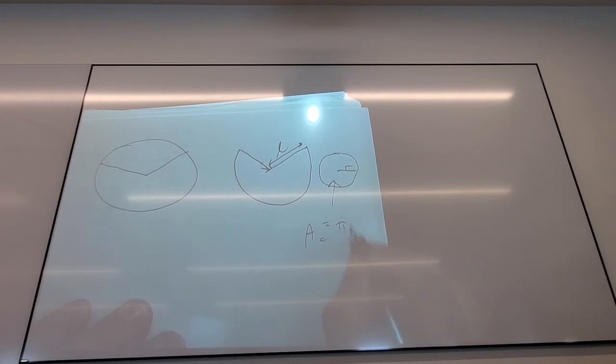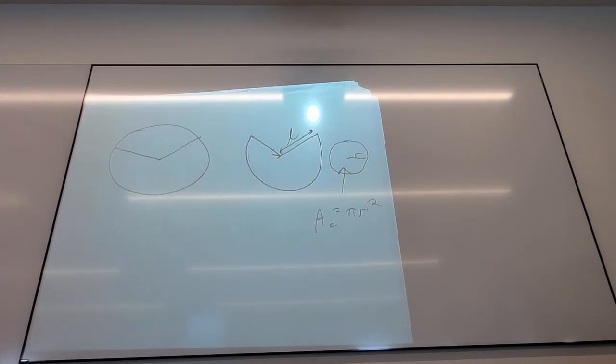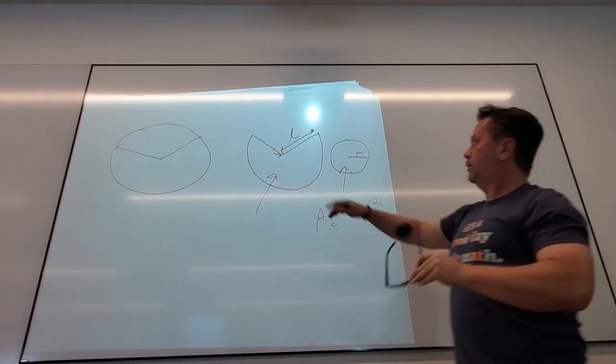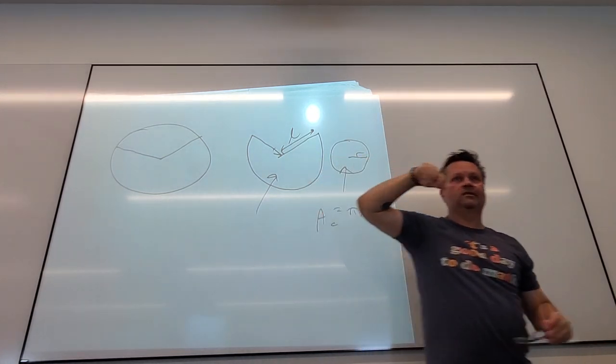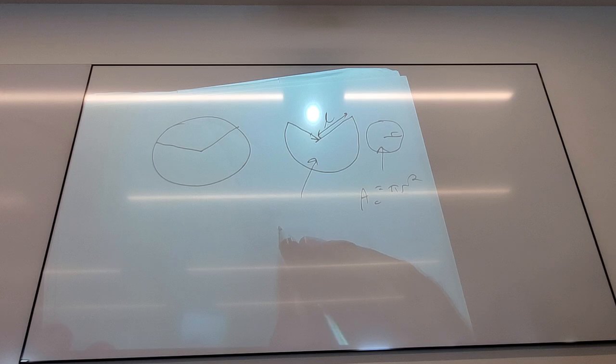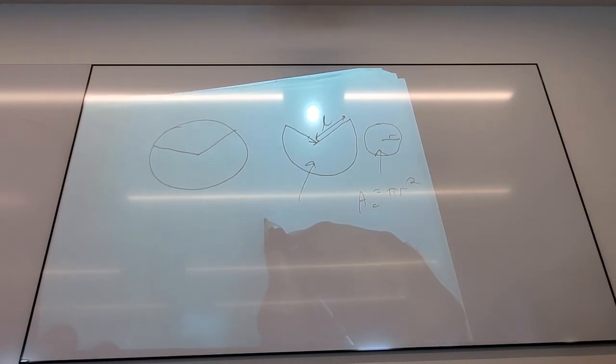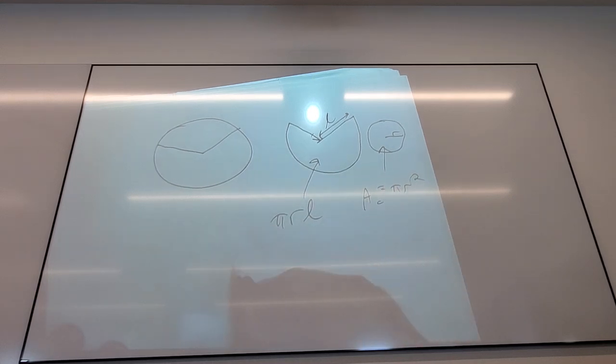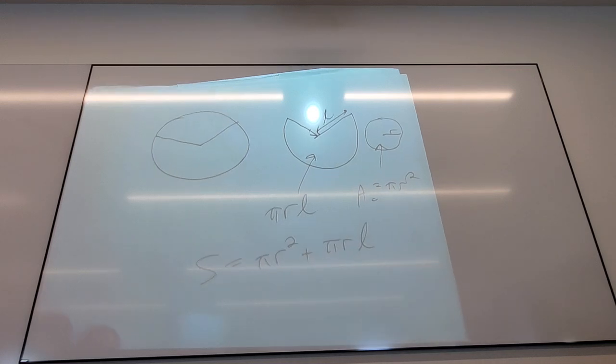So this is pi r squared, of course. Now the question is, what is the area of this piece? Because that would tell me the surface area of the cone, yes? I need to know the area of this piece. Well, that gets rather freaky, it's a little bit trippy. I'm just going to tell you, it's pi r L. So the surface area of this thing would be pi r squared plus pi r L.